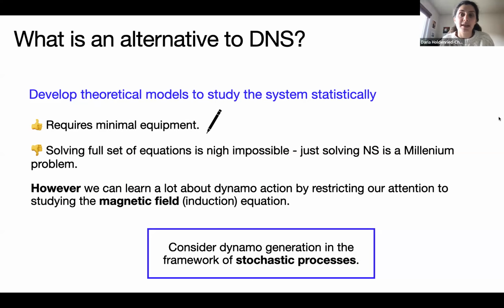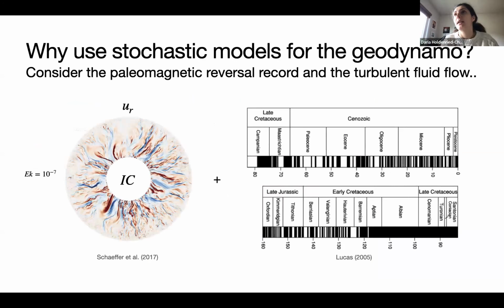So what we need to do is to apply lots of sensible approximations and simplifications that hopefully give us some insight into what's happening. And what we decided to do was to focus specifically on the induction process and think about what the properties of the magnetic field are and how they are based on properties of the velocity, and in particular in the context of stochastic processes.